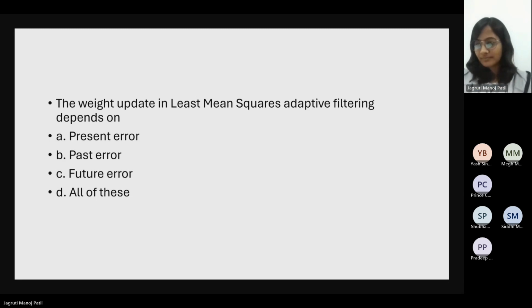Present error. Present error. What was the formula? It was W of n plus 1 equal to W of n plus 2 mu e of n into r of n. Yes.